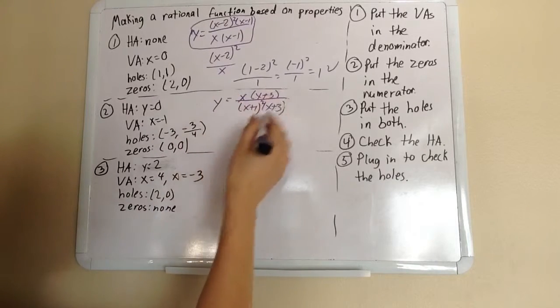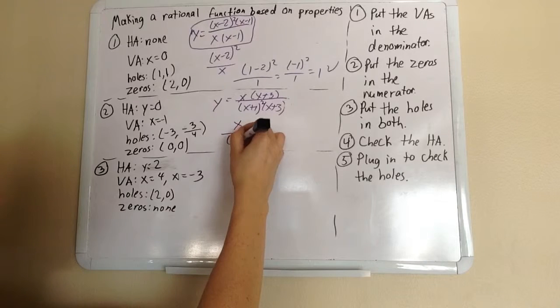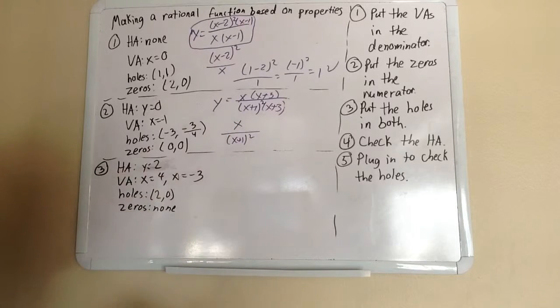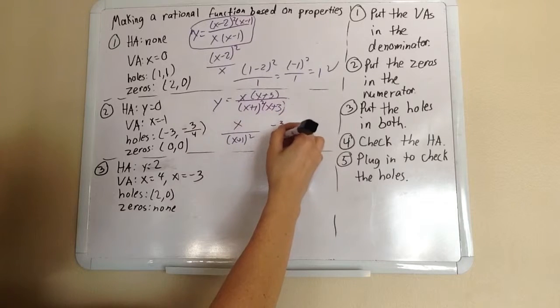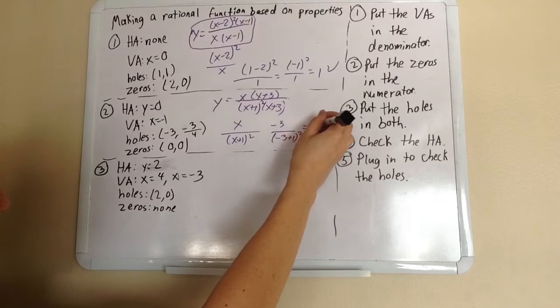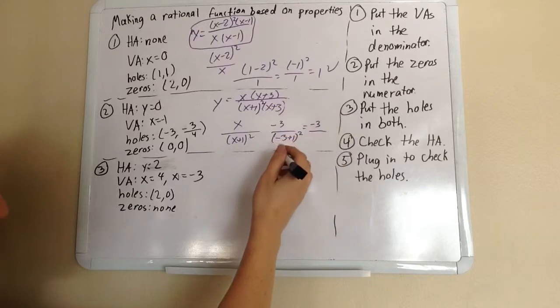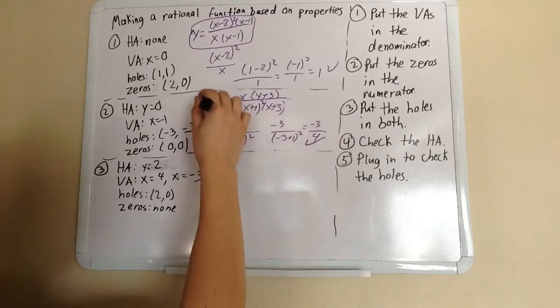So let's go ahead and do this. We're going to cancel those out. We get x over x plus 1 squared. On the top, I'm going to get negative 3. On the bottom, it's negative 3 plus 1 squared. So I got negative 3 on the top in total. On the bottom, it's going to be a positive 4, which is exactly what I wanted to get.